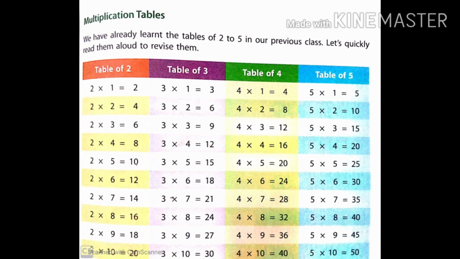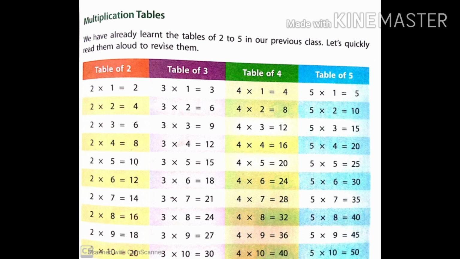Table of 3. 3 ones are 3. 3 twos are 6. 3 threes are 9. 3 fours are 12. 3 fives are 15. 3 sixes are 18. 3 sevens are 21. 3 eights are 24. 3 nines are 27. 3 tens are 30. Table of 4.